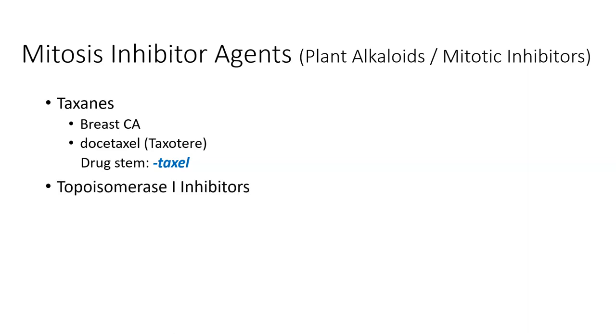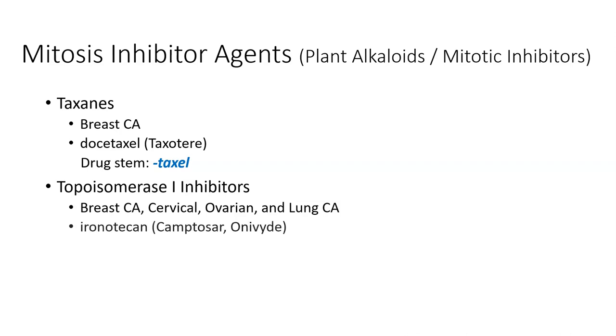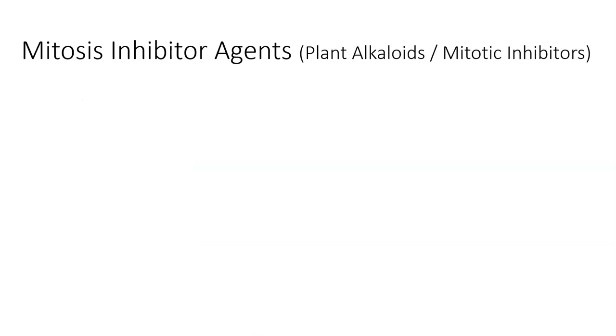The next ones are the topoisomerase 1 inhibitors, and these bind to the enzyme topoisomerase 1 and prevent the cancer cell from dividing. And these are used primarily in treating breast cancer, cervical cancer, ovarian cancer, and lung cancer. And they include the drug irinotecan, which is known as Camptosar, or Onivyde, and they have the drug stem of tecan.